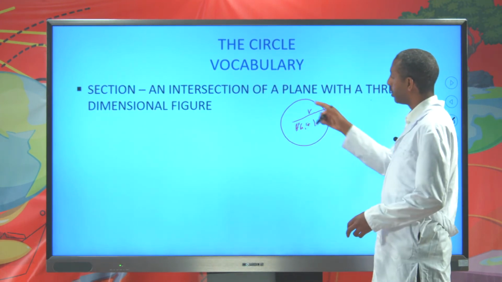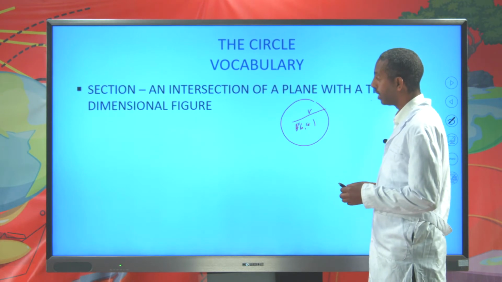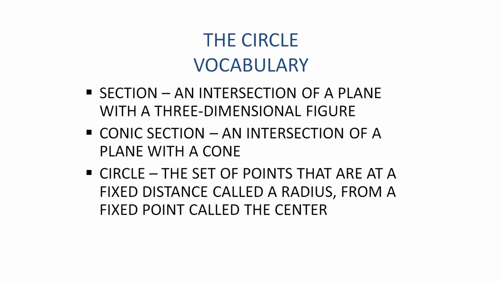So this is from conic section. A section is an intersection of a plane with a three-dimensional figure. So this is also an important terminology under this topic. And you may have what we call a conic section. A conic section is the intersection of a plane with a cone. And again, a circle is a set of points which are equidistant from a fixed point. And this fixed point, we call the center of the circle.